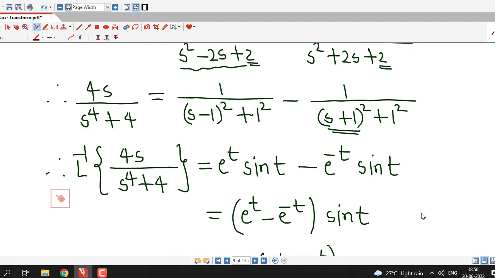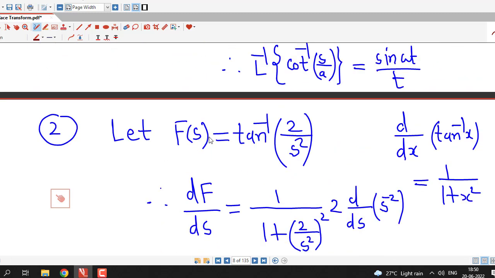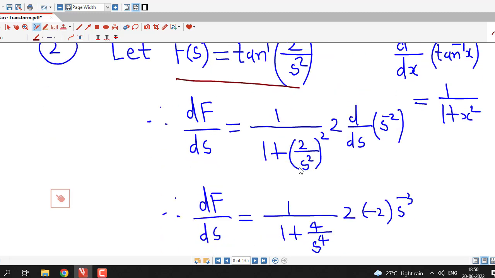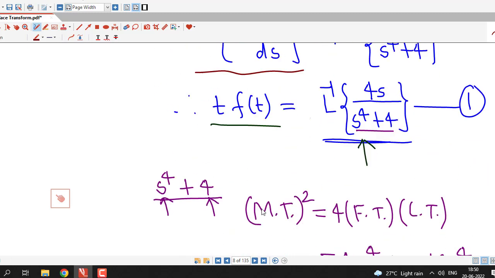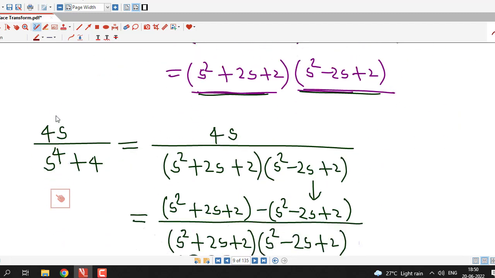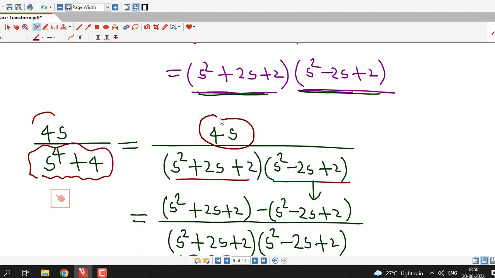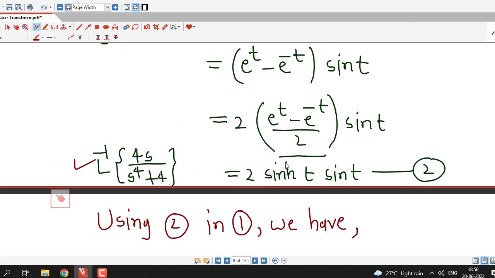So in this way we can obtain the inverse Laplace transform of this type of functions. In this case we are using this formula, L inverse of minus df by ds equal to t times f of t, and we are using this adjustment for finding the inverse Laplace transform. Okay, so first we write this s raised to 4 plus 4 as a product of two quadratic polynomials, and then we replace this numerator 4s by the difference of these two, and then we apply the first shifting theorem for inverse Laplace transform. Okay, fine.